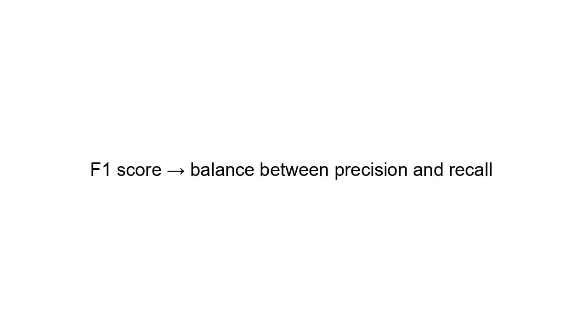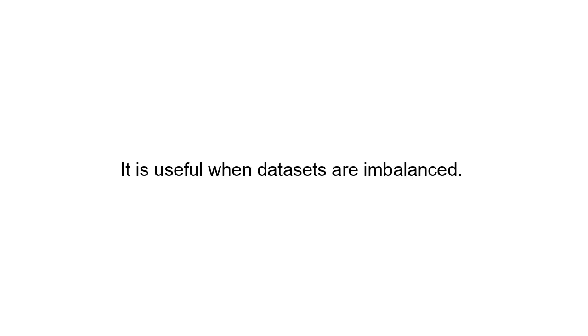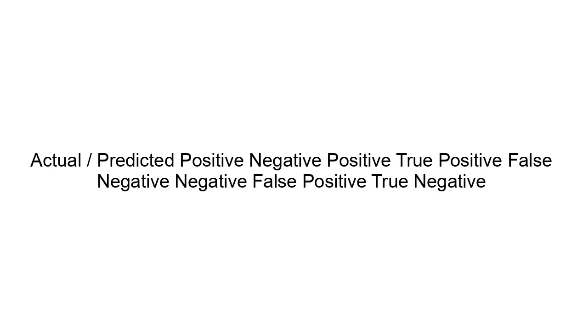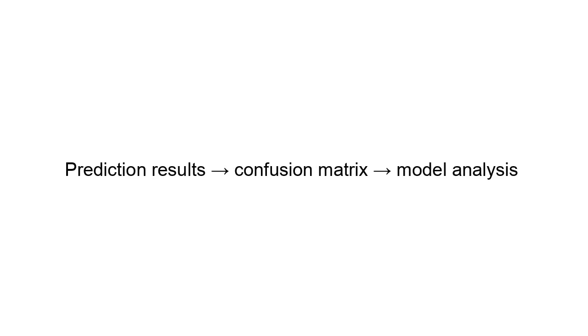Confusion matrix. A confusion matrix shows the detailed results of classification predictions. Example: actual versus predicted, positive and negative. Positive: true positive, false negative. Negative: false positive, true negative. Example concept: prediction results, confusion matrix, model analysis. This helps understand where the model makes mistakes.